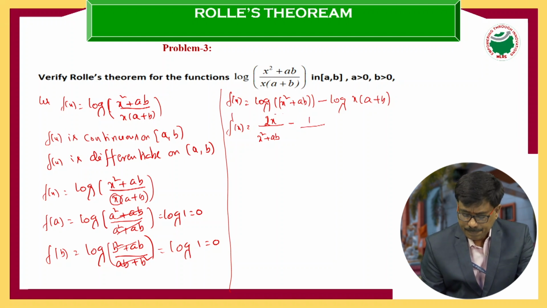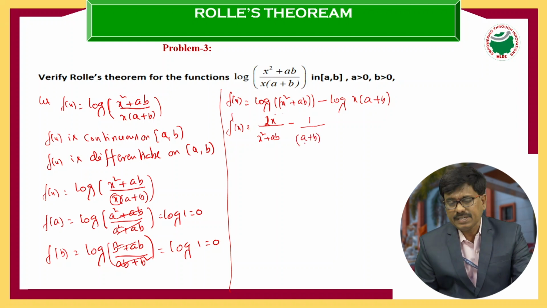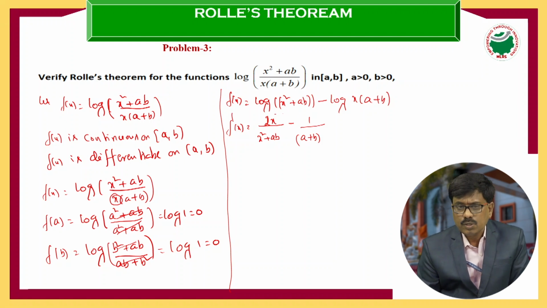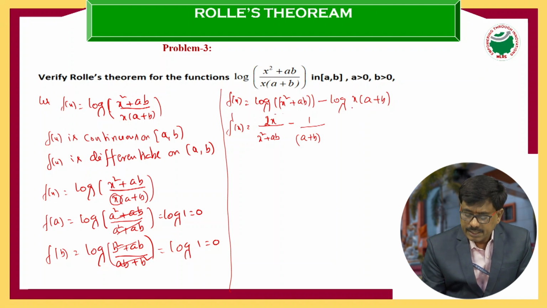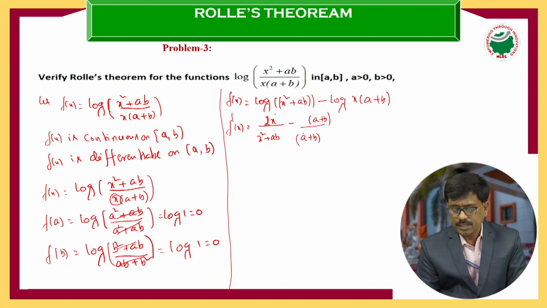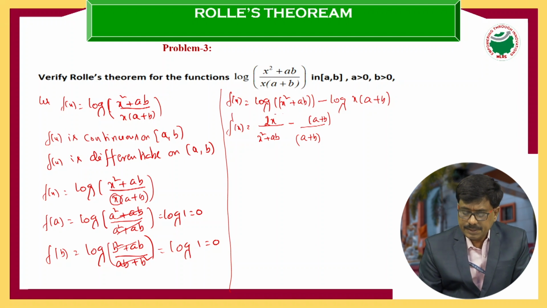Therefore, 1 by a plus b. Log x derivative is 1 by x, so it is 1 by a plus b into the inner derivative of the function. What is the inner derivative of the function? A plus b. Now, what is log x derivative? 1 by x. Inner derivative, x square derivative is 2x, ab derivative is 0. Here the log x derivative is 1 by ab, x derivative is a, x derivative is b.